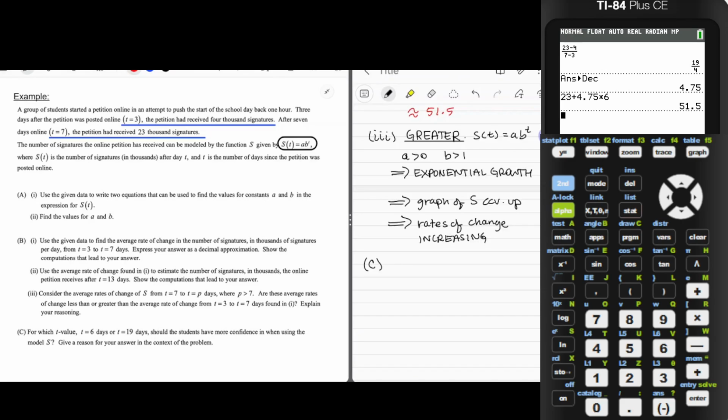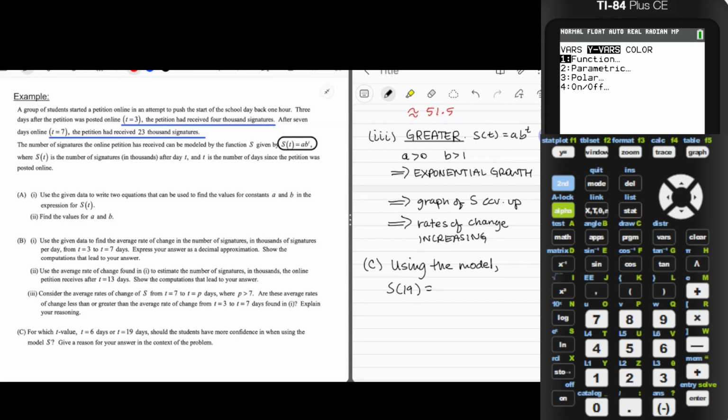So what I would suggest we do, I stored that regression equation for a reason. T equals 19 is really far into the future. Let's see what using the model would give us. Using the model, S of 19 equals, okay, well, I'm just going to call for y1, which I can get from the y variables function menu, y1 of 19. And we're going to get 4,372.516 thousand signatures.